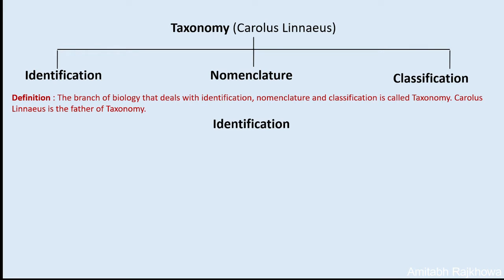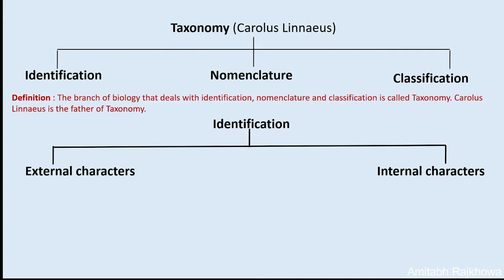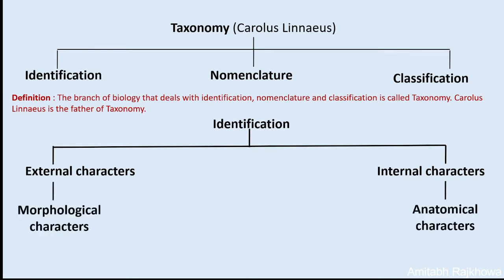First, we will go through the identification. Identification is the process through which an unknown organism can be identified. For this purpose, some characters are considered. These characters are either external or internal. The study of external characters is known as morphological characters or external morphology. Similarly, internal characters are known as anatomical characters or anatomy.